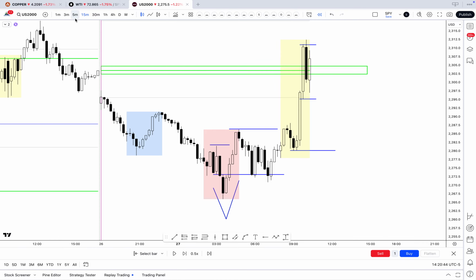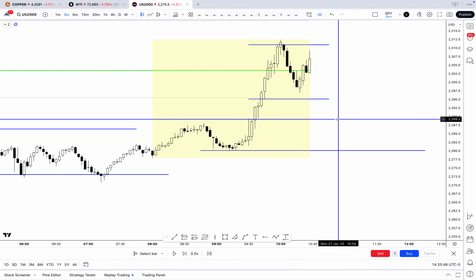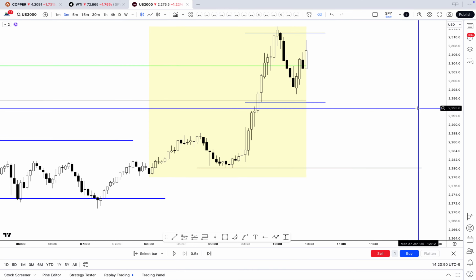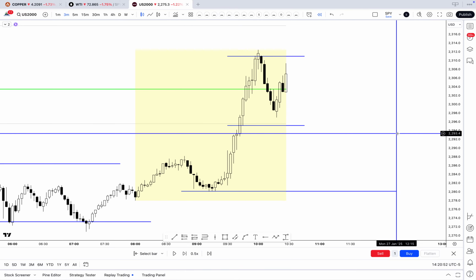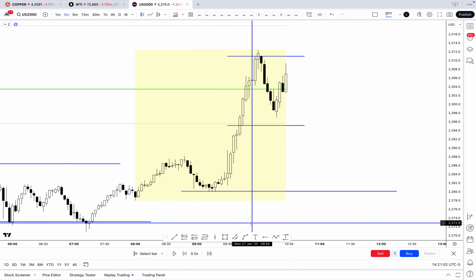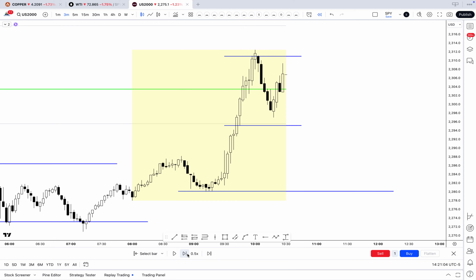I am now on my entry time frame. For instance, let's just say 3 minutes. Anything under the 5 minute is an entry time frame for me. And it does not matter. In my perspective, it does not matter what time frame you're entering the market, as long as you get your entry criteria met. What is my entry criteria?